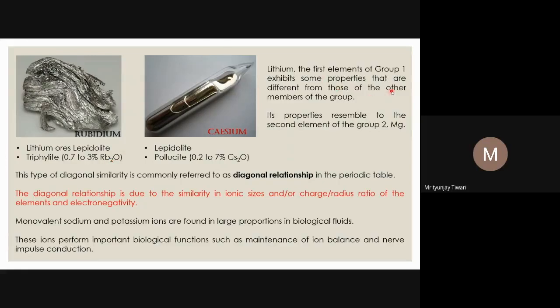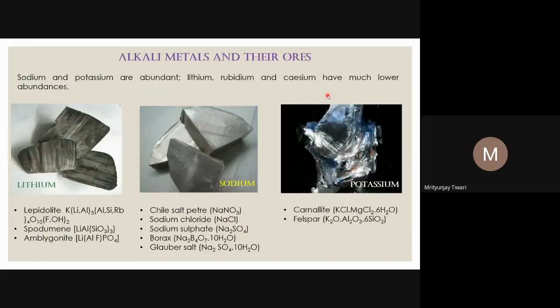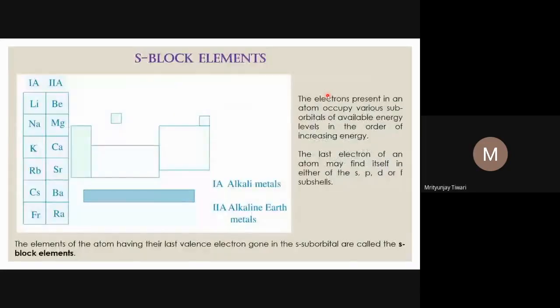So lithium, the first element of group 1, exhibits some properties that are different from those of the other members of the group, and this is called the diagonal relationship. The properties of lithium resemble more the second element of the second group, that is magnesium. So if you look here, lithium's property more resembles that of magnesium. We will see later on why this is. So lithium is diagonally opposite to magnesium, and this closeness in property is called diagonal relationship. They are diagonally opposite to each other.